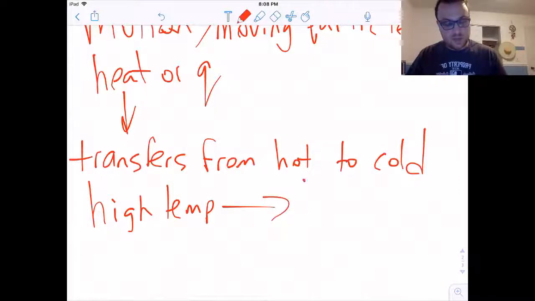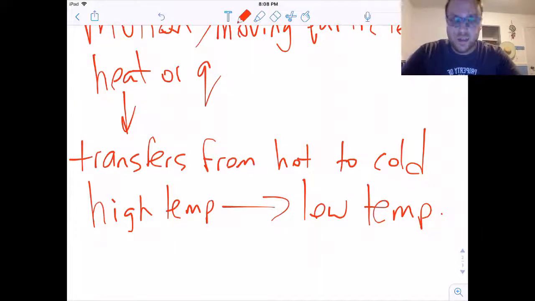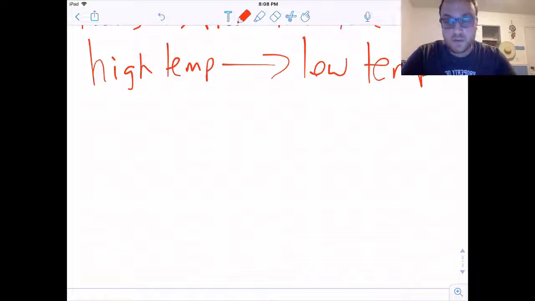Kind of like diffusion. If you remember bio, diffusion of particles always went from a higher concentration of particles to a lower concentration of particles. Heat diffuses, sometimes we can think of it as diffusion, as going from a high temperature to a low temperature. So that's just something to keep in mind. It does pop up fairly often, so don't forget about that.